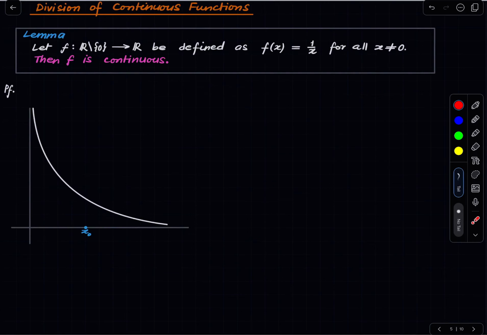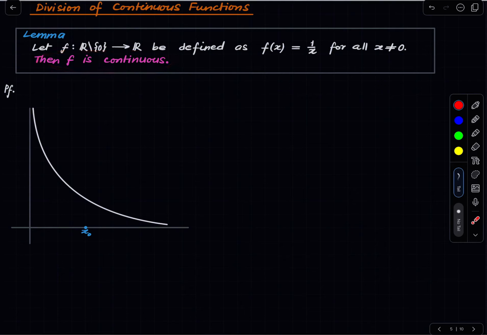Okay. Now we want to talk about inverting a continuous function. So first we have a small lemma. Define this function which takes a non-zero real number x to 1/x. So the domain of this function is all non-zero reals. Okay, so that's the definition of the function. And we want to show that f is continuous.